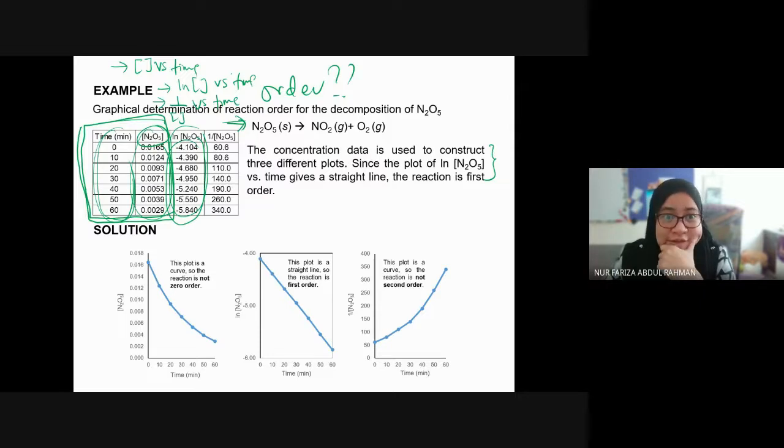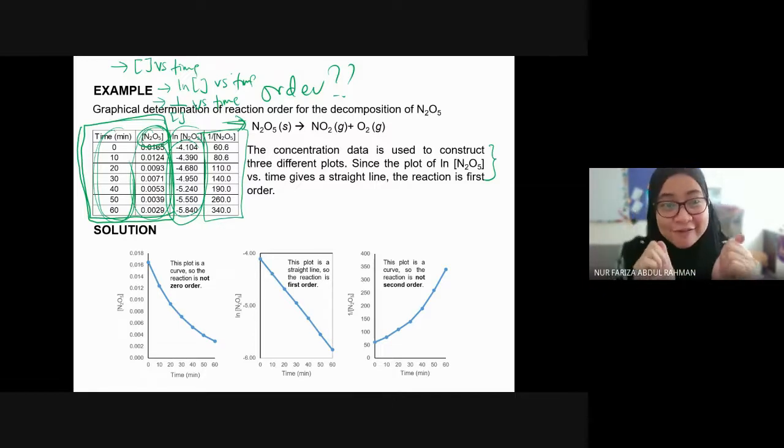Okay, versus time. So you kena prepare lah data ni. 1 perkan dengan concentration. So you buat lagi 1 column dekat situ. Okay, dia punya dahsyat ni. Maksudnya, you kena prepare 3 graph. You kena plot 3 graph. And then from that 3 graph, you kena observe which one will produce a straight line.